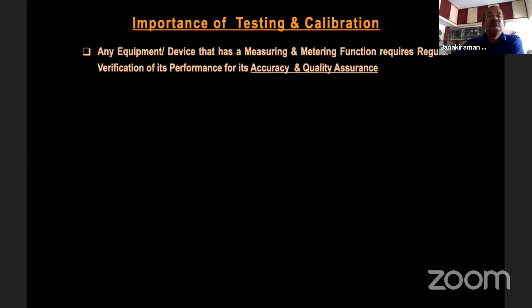Okay. So now you would understand the importance of testing and calibration. Any equipment or device which has a measuring function is a diagnostic equipment. Like your patient monitor is a diagnostic. Oxygen analyzer, SpO2 is a diagnostic product. Then there are metering functions or therapy equipment.